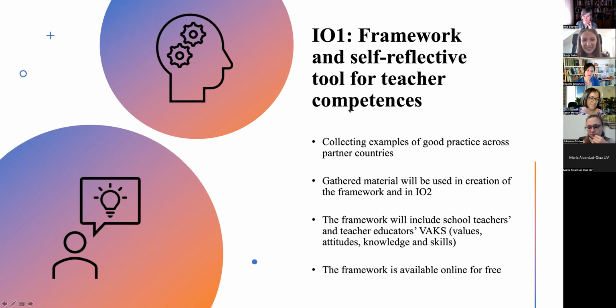Thank you. Very good. Thank you very much, Sarah. First of all, welcome everyone. I will briefly introduce our first intellectual output that we call IO1, so that you know if you see IO1, IO2, they refer to intellectual outputs. And the first one is the framework and self-reflective tool for teacher competences. And this framework is intended for teachers' self-reflection about their values, their attitudes, also their knowledge and skills about teaching global citizenship, and also about multilingual competences.